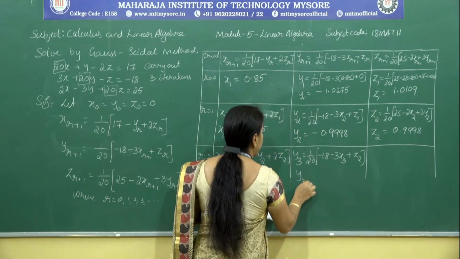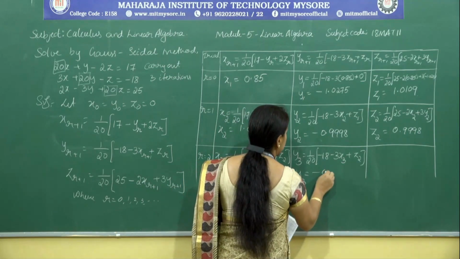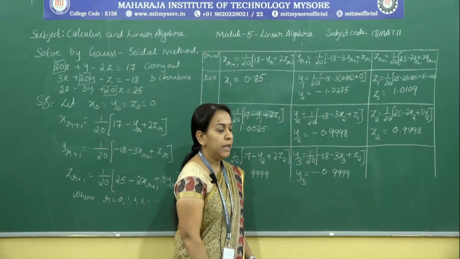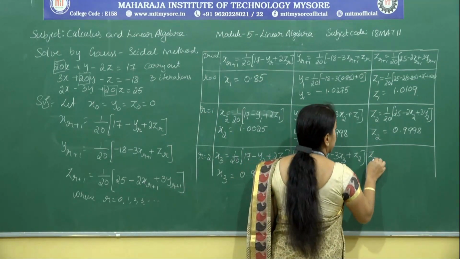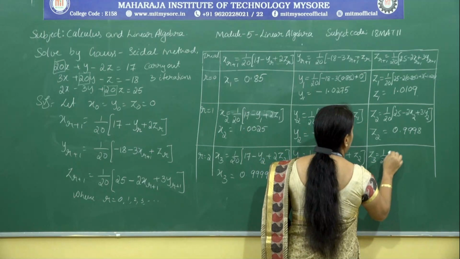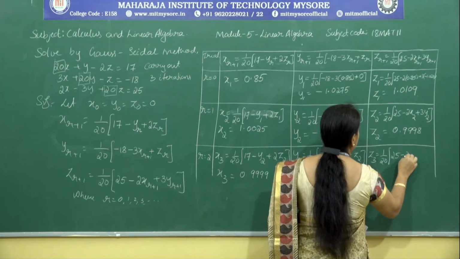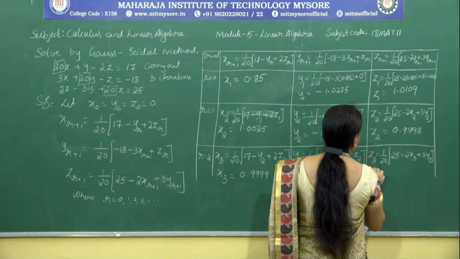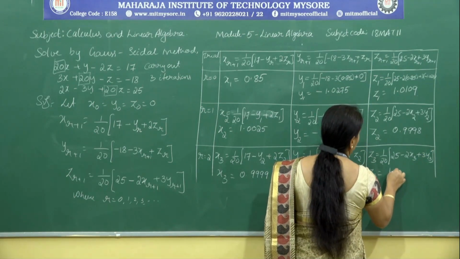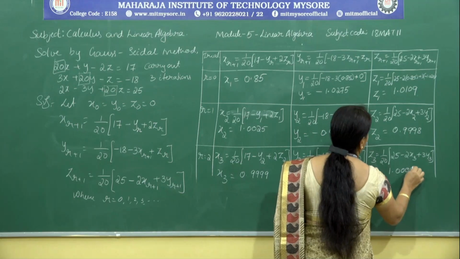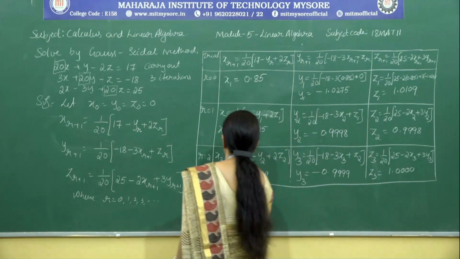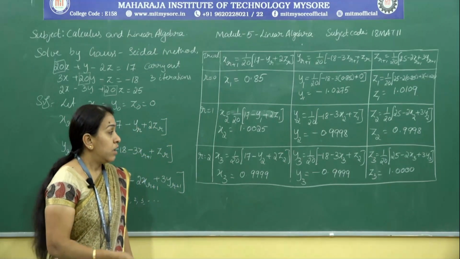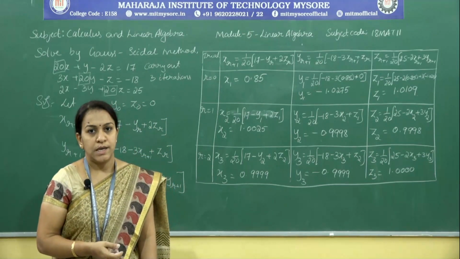Then we will get y3 as minus 0.99994 again, and the last value z3 is 1 by 20 into 25 minus 2 times x3 plus 3 times y3. So that z3 is 1.000. So, this is our solution of the system of linear equations by the Gauss-Seidel method.